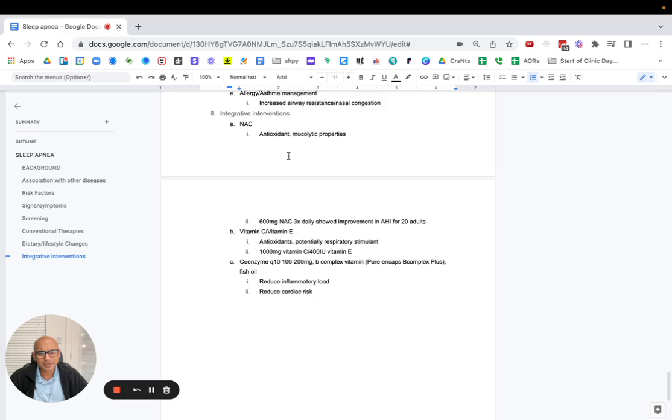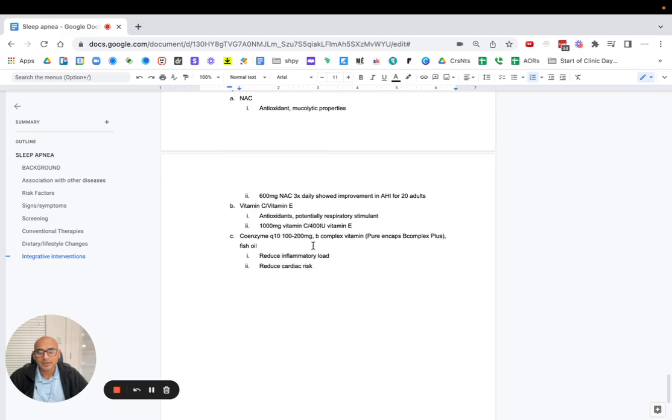Now, what about some integrated interventions? So many times we'll use these three. So N-acetylcysteine seems to work well as an antioxidant, helps reduce inflammation in the airway. It also has mucolytic properties, so you tend to get a lot of mucus production that can help. Vitamin C and vitamin E is also another pretty potent antioxidant, and it seems to work as a respiratory stimulant. So if there is a component of central sleep apnea, this may actually be of use.